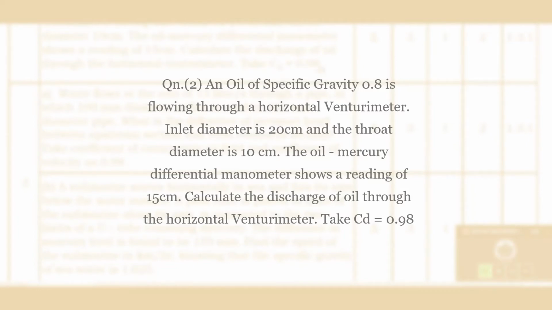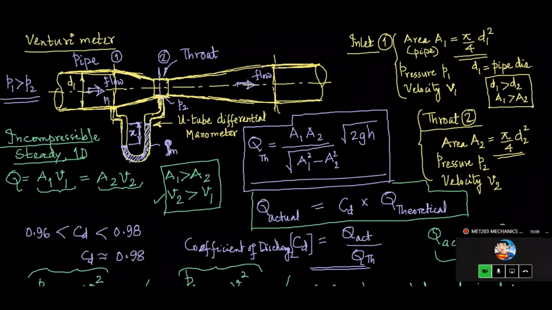And CD, you can assume that it is 0.98. What do you have to calculate? Calculate the discharge of oil through the horizontal venturi meter. So this is a sketch you have to draw in examinations. That's important. A sketch in which a U-tube differential manometer is connected and the reading is shown over here. And now, I'll tell you the details.